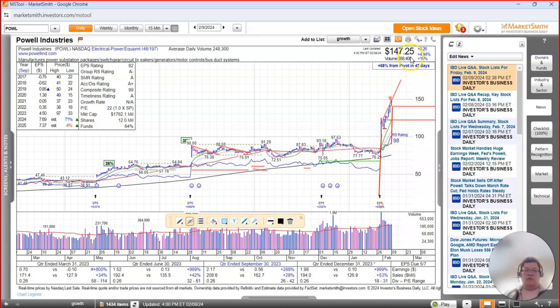Again, I drew the upper channel line. I'm starting to take profit. So again, starting to think about profit strategy. From the breakout point it's up 68%. But that's assuming you held before the earnings.